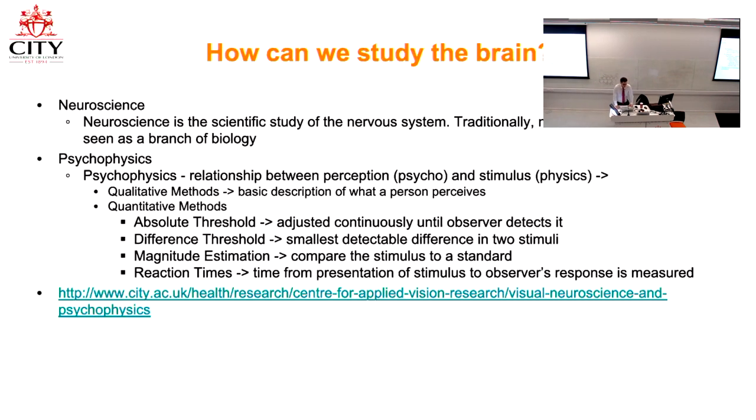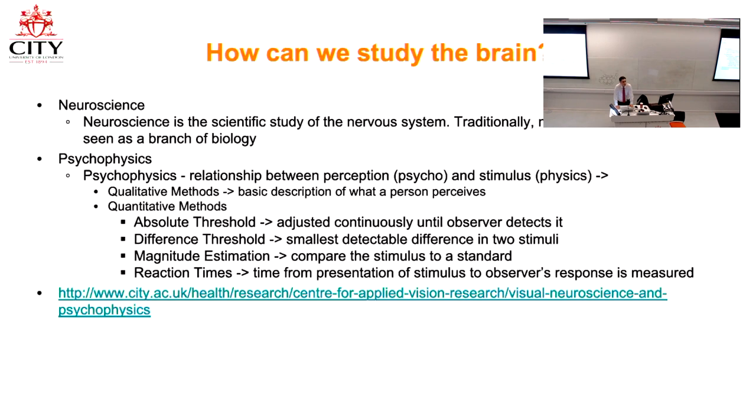So how can we study the brain? There are basically two ways to do that. One is called neuroscience, which is a physical science, it's biology. We look at the structure. We try to cut through the brain and see what is there, what layers we see, what this fatty tissue is doing here, and so on. And the other one is psychophysics, where we try to run experiments on people and see how they understand the environment. So neuroscience is traditionally seen as a branch of biology, and psychophysics is, as I said, the relationship between perception and the stimulus.